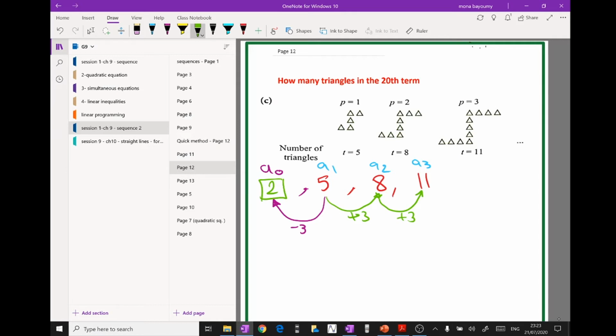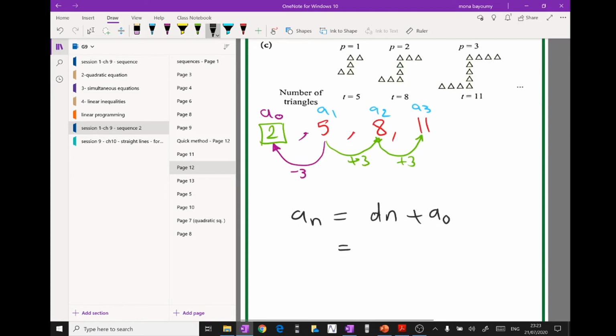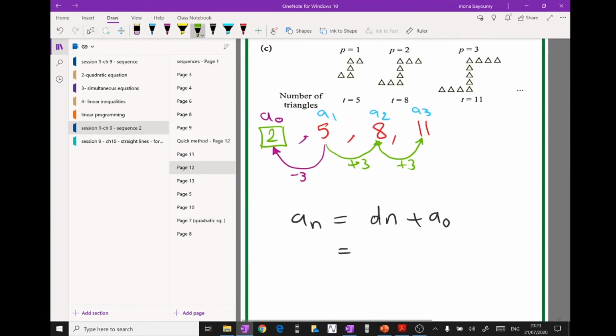Now I will use the quick method again. an equals the common difference, which is d, times n plus a0. d is equal to 3, a0 is 2. So an equals 3n plus 2.